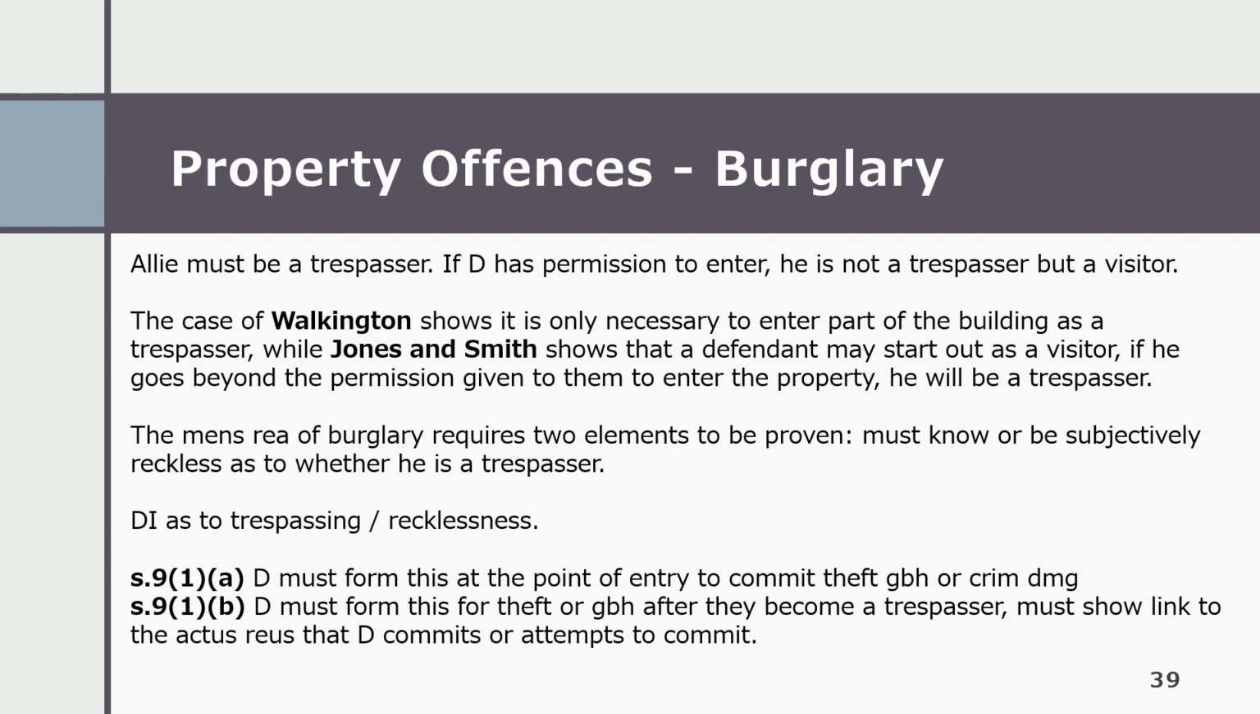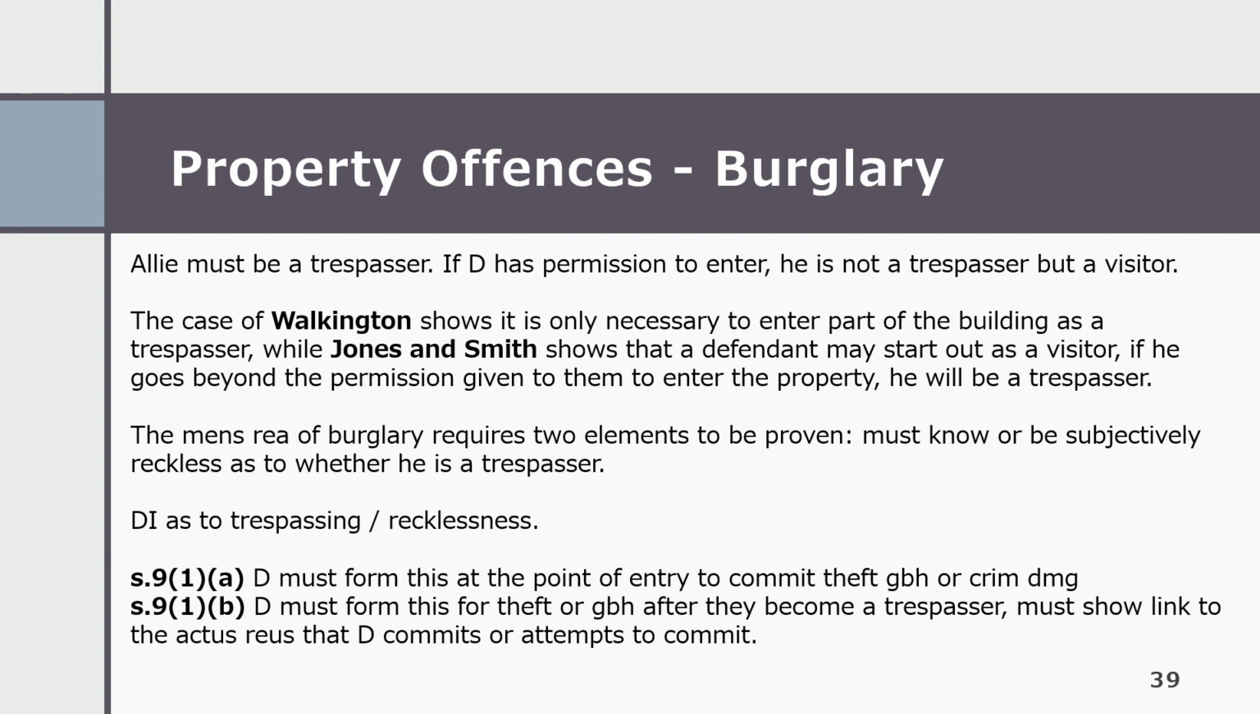Next, D must be a trespasser. If they have permission to enter, then he is not a trespasser but a visitor. The case of Walkington shows that it is only necessary to enter part of the building as a trespasser, while Jones and Smith states that a defendant may start out as a visitor. If he goes beyond the permission given to enter the property, then he will be a trespasser. So if somebody tells you not to go into the bathroom or not to go into their parents' room, and you go into their parents' room, as of that moment you are a trespasser.